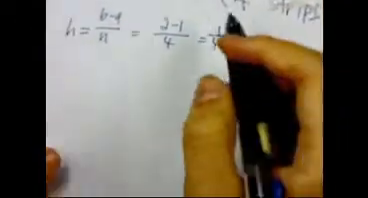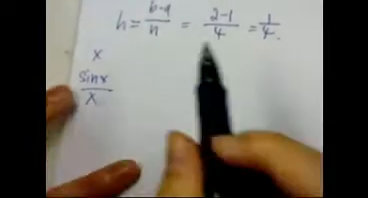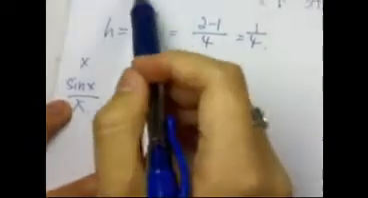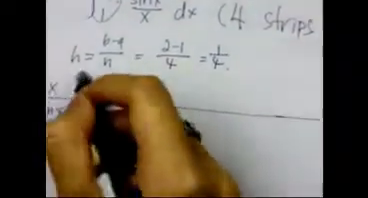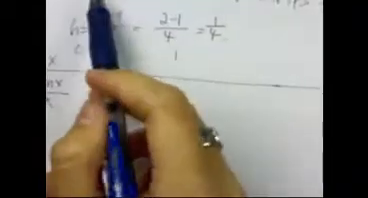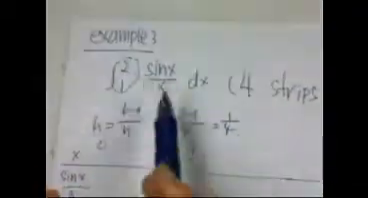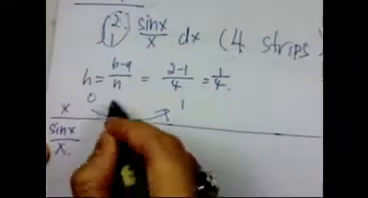Okay, from here we are supposed to plot the table. So your x and sin x over x. Now we are starting from 1 instead of 0. So when we plot the graph, it's 0, 1 and 2. And we are supposed to find between 1 and 2, not 0 to 1. So from 0 to 1, we don't need to bother about it.